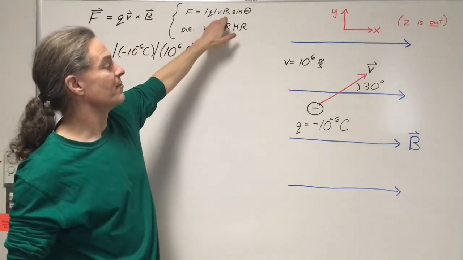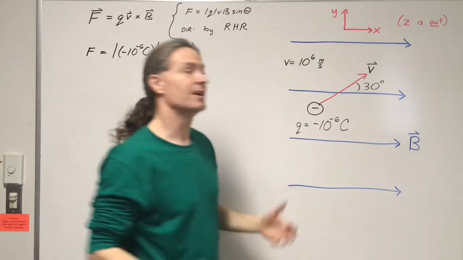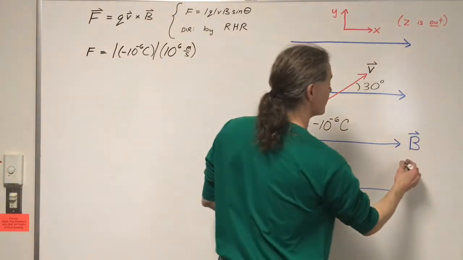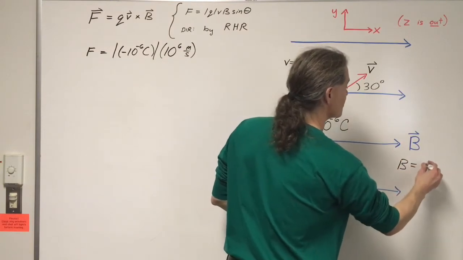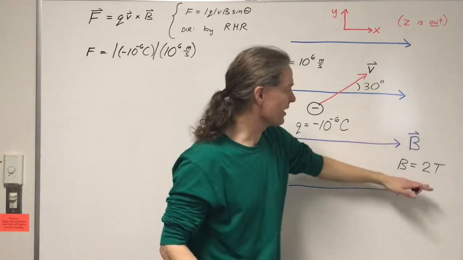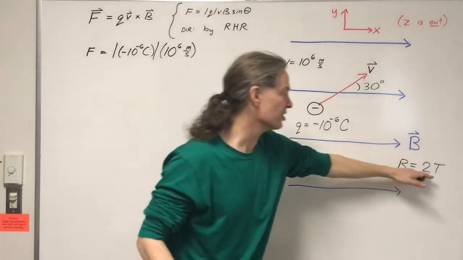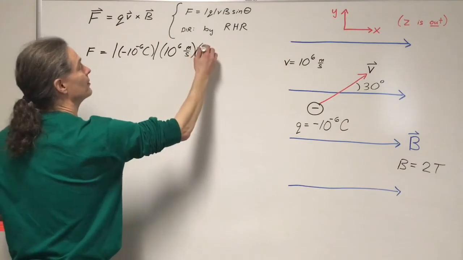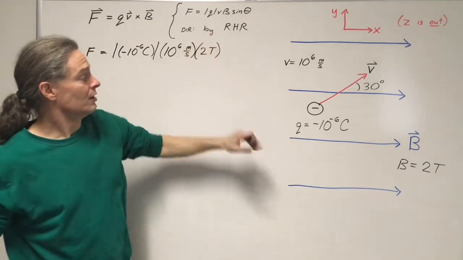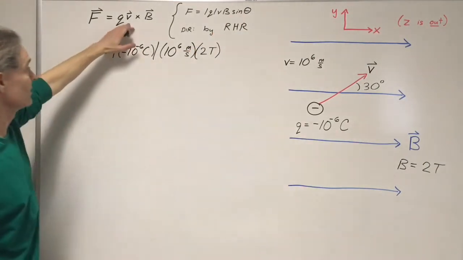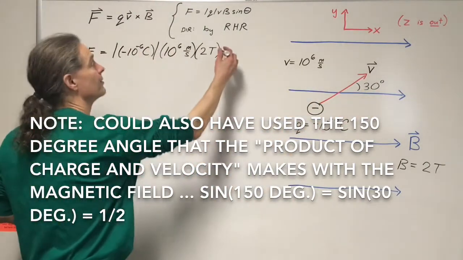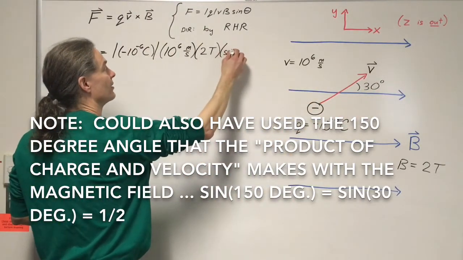I need to multiply that by the magnitude of the magnetic field. I didn't write the magnitude of the magnetic field down. Let's assume that the magnitude of that magnetic field is 2 Tesla. So the direction of the magnetic field is this way. Its magnitude, given without an arrow over the B, is 2 Tesla. And I need this factor, the sine of the angle between V and B, that's 30 degrees. So I need sine of 30 degrees.